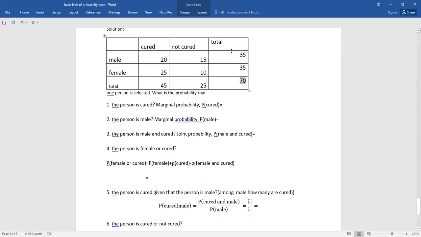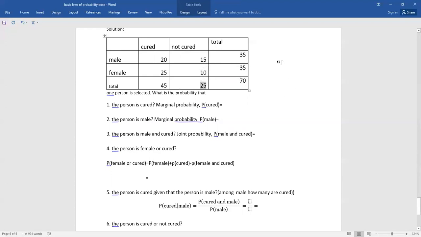So first of all, you have to find the total for the rows, male and female, and you have to find the total for the cured and not cured. So you got the 4 totals. One row is the male, one row is the female. One column is the cured, one column is not cured. So there are 2 rows, 2 columns, so there are 4 marginal totals: 1 marginal total for the male, 1 for the female, 1 for the cured, and 1 for the not cured.